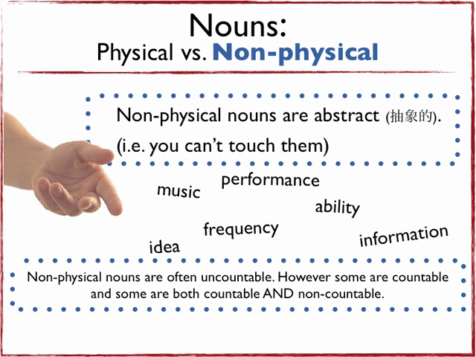The opposite of a physical noun is a non-physical noun. These are nouns that you cannot touch. For example, an idea. You cannot touch an idea. Music, ability, information. These are other examples of non-physical nouns. Non-physical nouns are usually abstract.